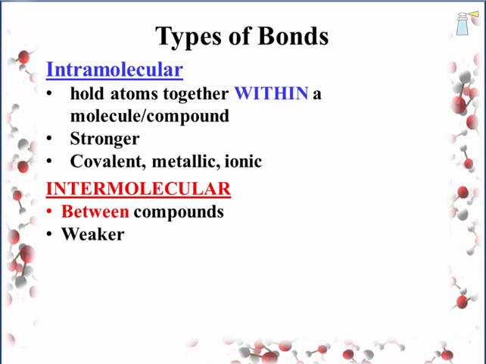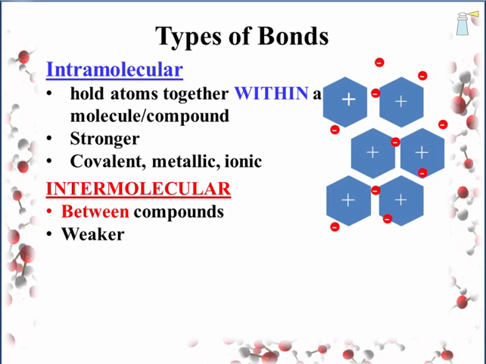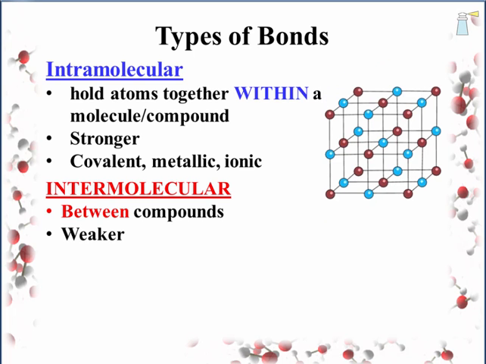Covalent, metallic, and ionic are types of intramolecular bonds. The carbon-hydrogen bond in methane is an example of a covalent bond. The delocalized electrons around a core of metallic nuclei with their inner shell electrons is a representation of metallic bonds. And the crystal lattice of solid sodium chloride serves as an example of ionic intramolecular bonding.